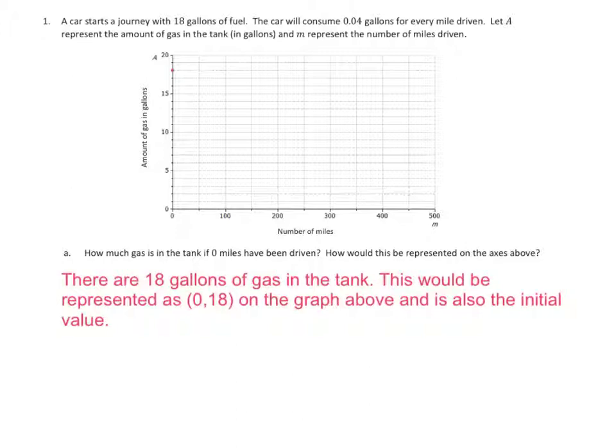There are 18 gallons of gas in the tank. This would be represented as the point (0, 18) on the graph above and is also the initial value. If you look at the graph above, you can see that that point was plotted.